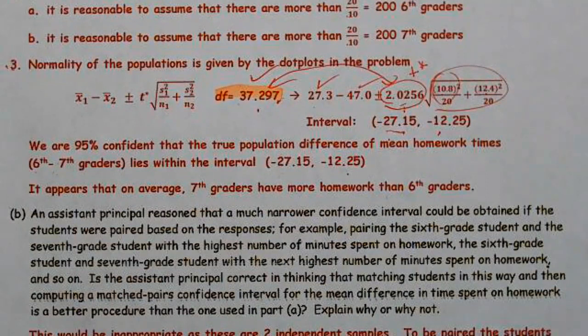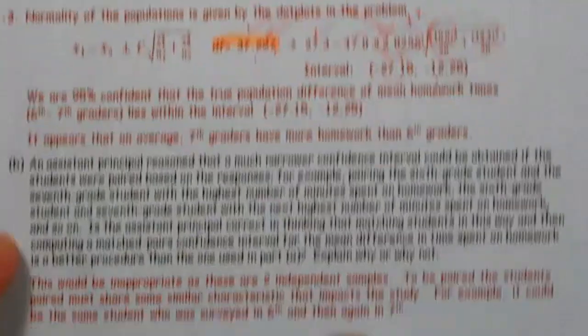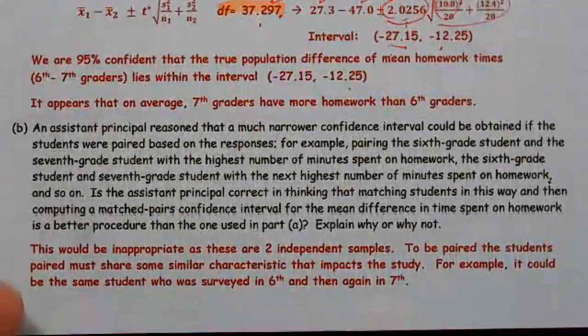Well, I can't just assign people together. There has to be some sort of natural pairing. So this would not be appropriate. First off, these are 2 independent random samples, so not appropriate for that reason. But to be paired, students paired must share some characteristic that impacts the study. For example, it could be the same student who was surveyed in 6th grade and then again in 7th grade.